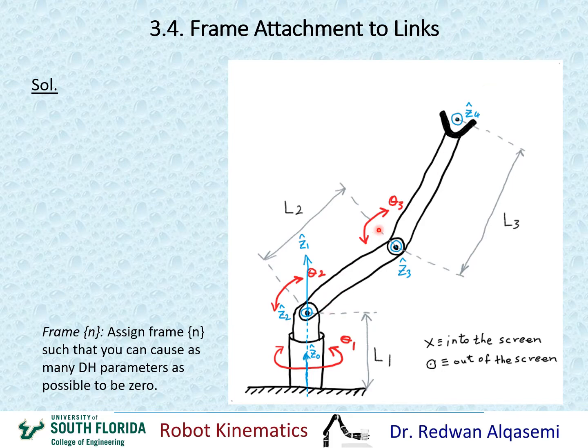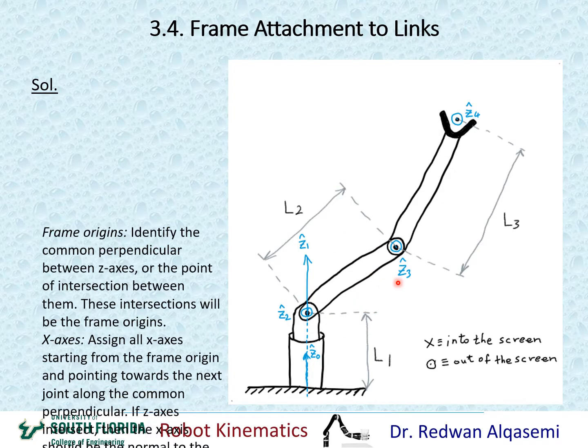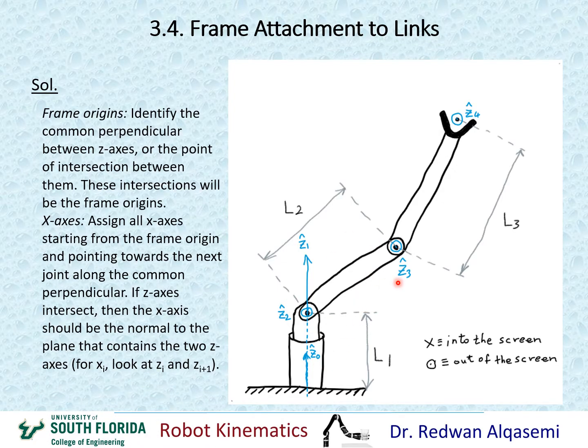All right, I'm going to eliminate these theta 1, theta 2, theta 3 from the graph so that it can be easier to see and it's not cluttered too much. So I'm just going to keep here the assignments of frames. Now going on to looking at the origins of each one of these frames, I'll be looking at the common perpendicular between the z-axes. Okay, so I should be looking, for example, at zi and zi plus 1 so that I can find the common perpendicular for xi.